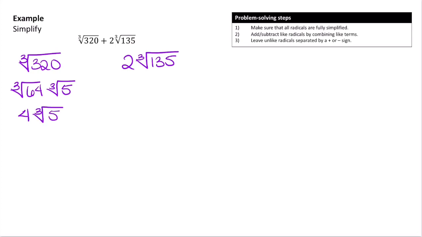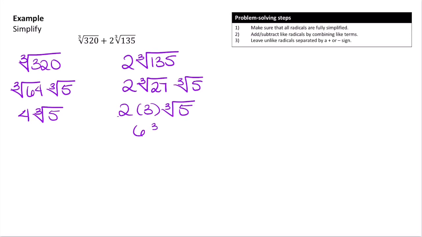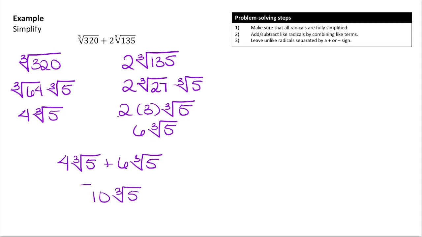Now let's look at 2 times the cube root of 135. The cube root of 135 I can rewrite as the cube root of 27 times the cube root of 5. So I have 2 times the cube root of 27, which is 3, and then the cube root of 5. So 2 times 3 is 6, and I have 6 times the cube root of 5. So now I can go ahead and put these terms together. So I have 4 times the cube root of 5 plus 6 times the cube root of 5. So 4 plus 6 gives me 10, so I have 10 times the cube root of 5.